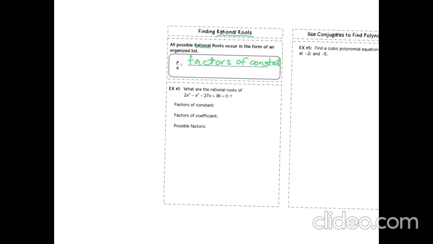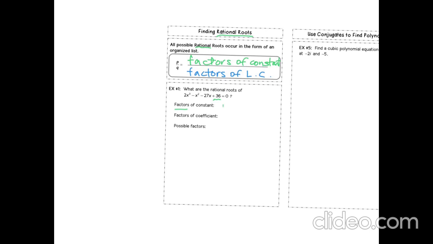And then Q is all of the factors of the leading coefficient. I'm not going to write out leading coefficient, of the leading coefficient. So let's figure out the factors of the constant first. I have this example here, and it looks like my constant is right here. It's 36. So I have to think of all the numbers that go into 36.